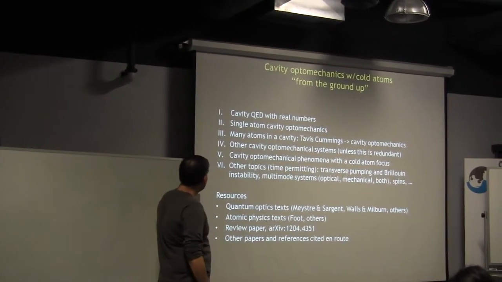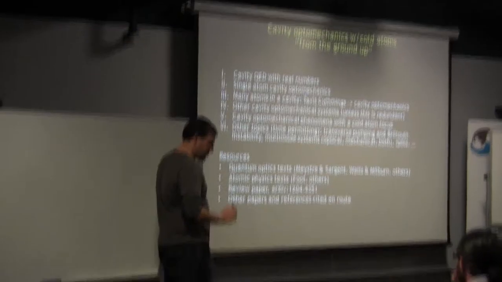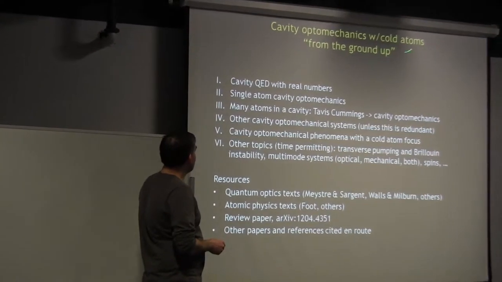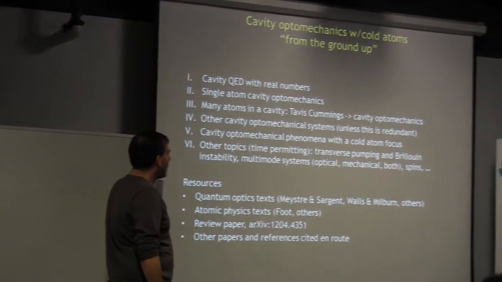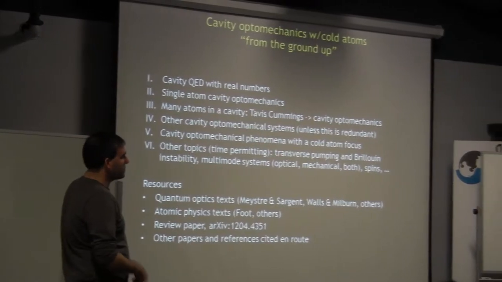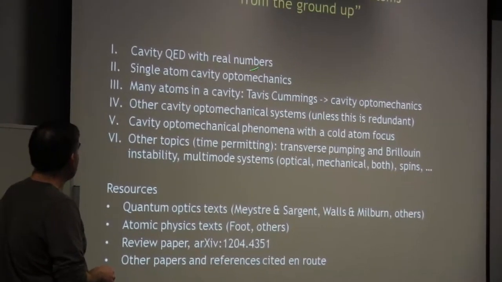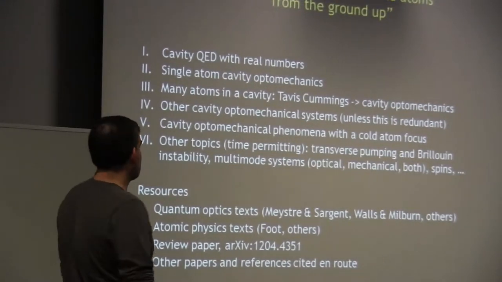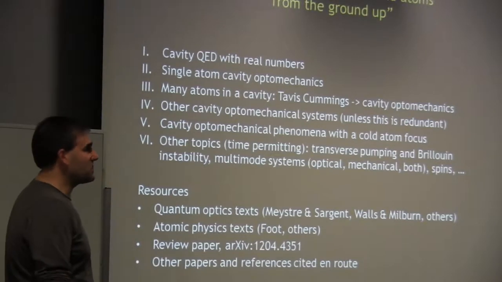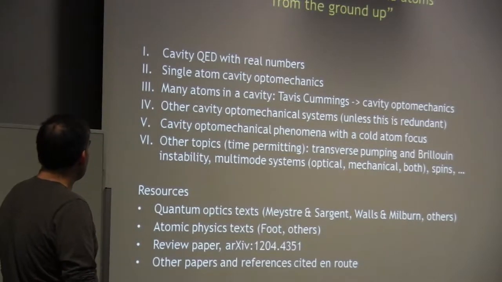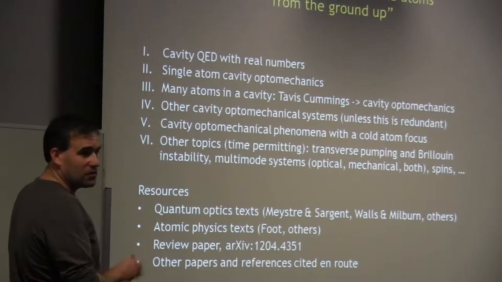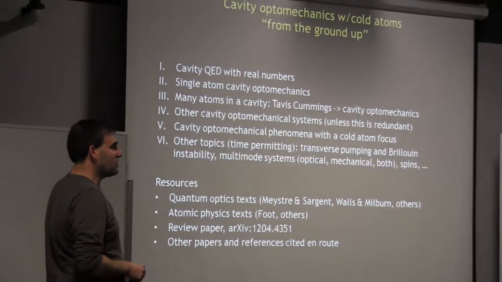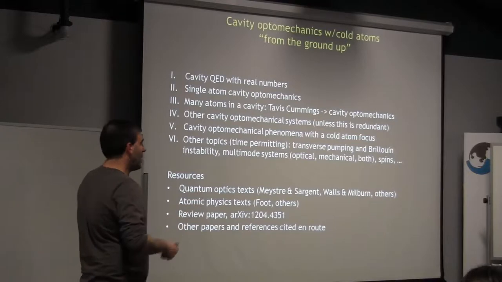Okay, so this is what I would want to cover if time permits. And the discussion is going to have a focus on atomic physics. I'll try, in today's lecture, to show you how you can come up with real numbers from pretty simple ab initio approaches for describing real experimental systems, such as the ones that we have in my laboratory. The topic of cavity QED, I think, has been covered at a theoretical level in some of the previous lectures. So my intention here is to show you how to put numbers in behind the symbols.